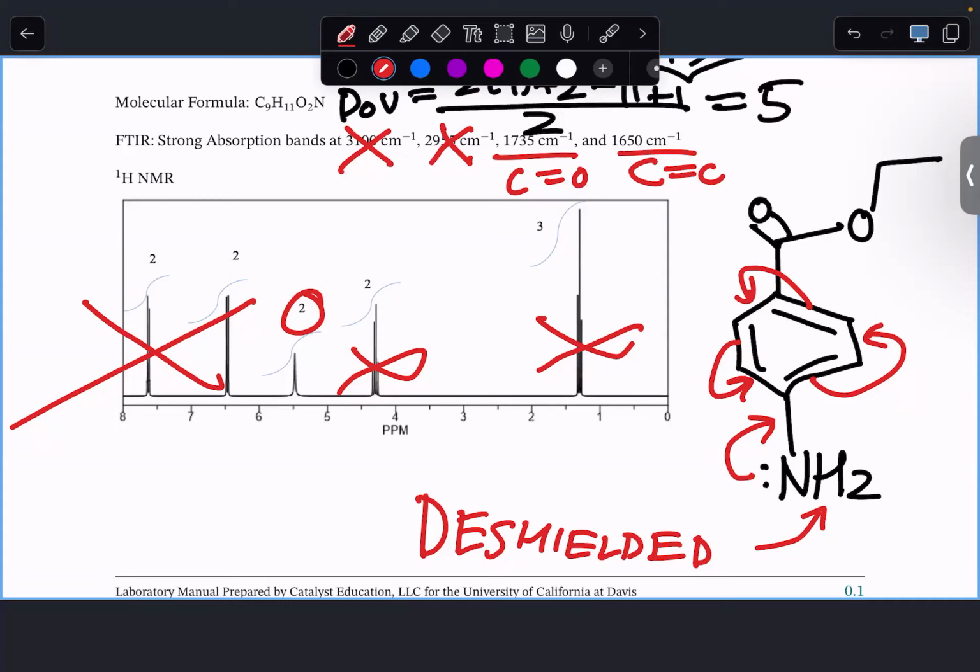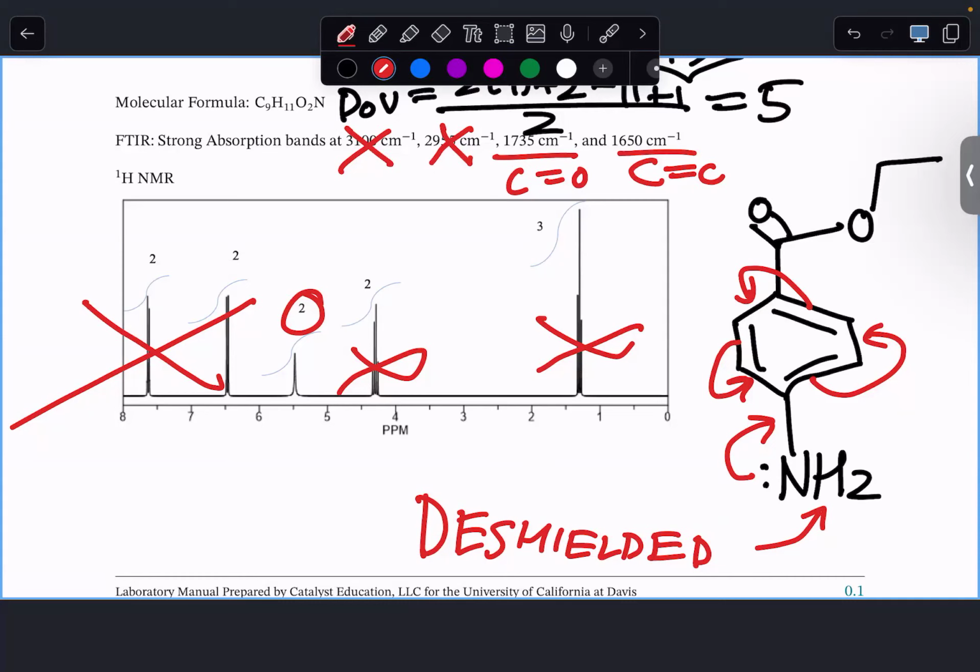So let's double check. We have every atom, 9 carbons, 1, 2, 3, 4, 5, 6, 7, 8, 9. That's good. 11 hydrogens, 1, 2, 3, 4, 5, 6, 7, 8, 9, 10, 11. That's good. 2 oxygens, 1 nitrogen. That's good. And we got para and every DOU and functional group that we have. Okay. Any questions on number 2?